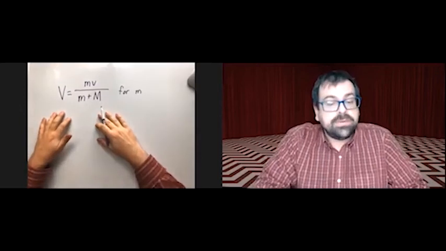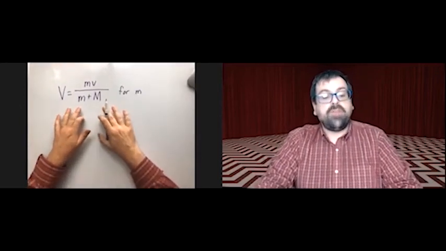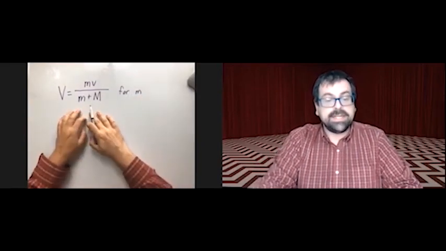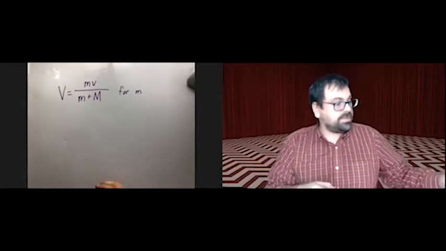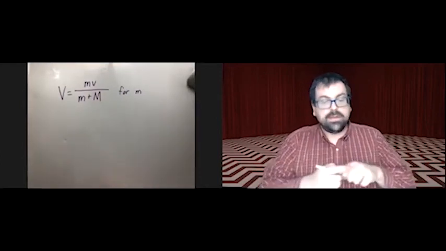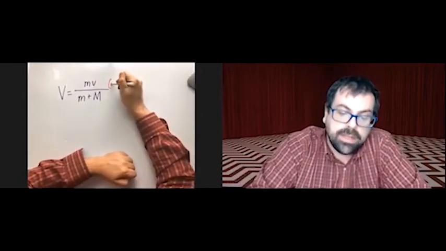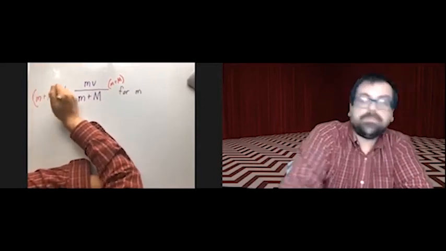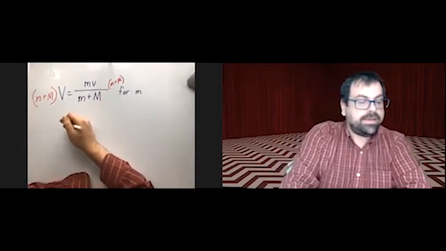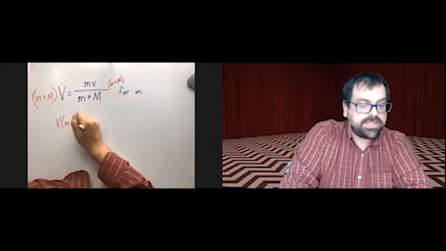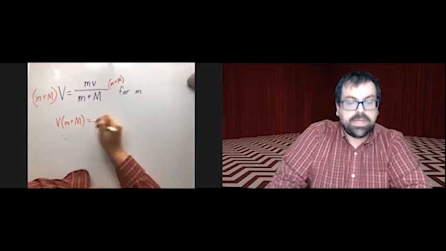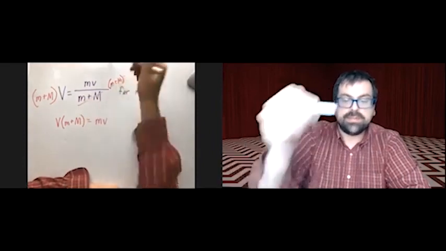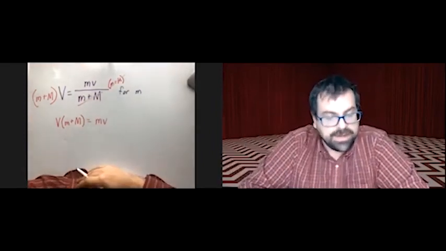What we know we can do is get rid of fractions by multiplying by the LCD. Here, the LCD is little m plus big M. If we multiply both sides by little m plus big M, we get big V times little m plus big M equals little m, little v. Why? Because the m plus M canceled on this side.